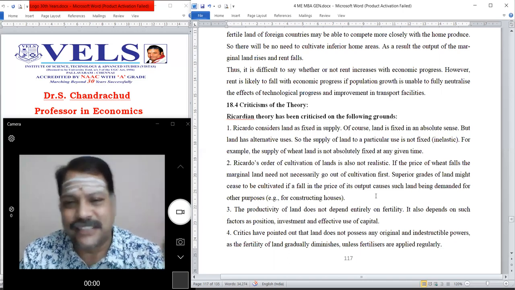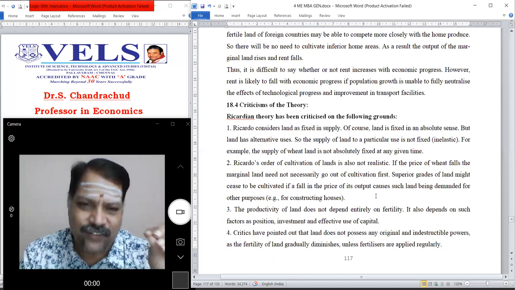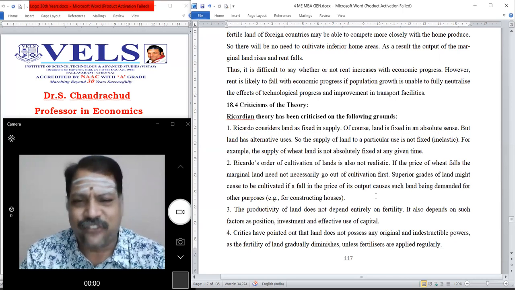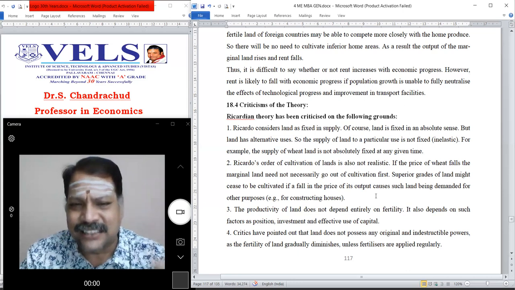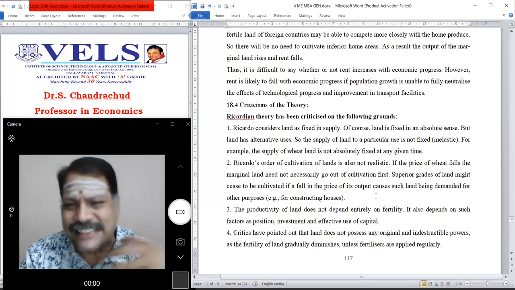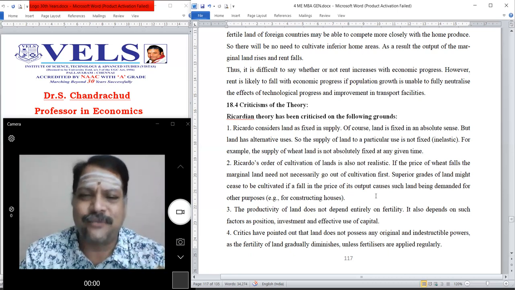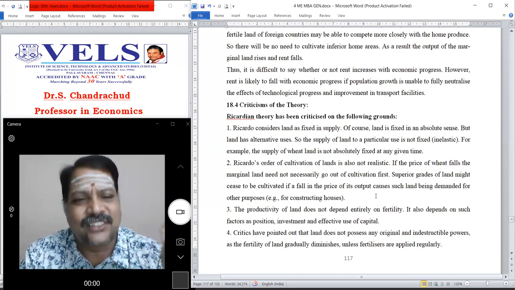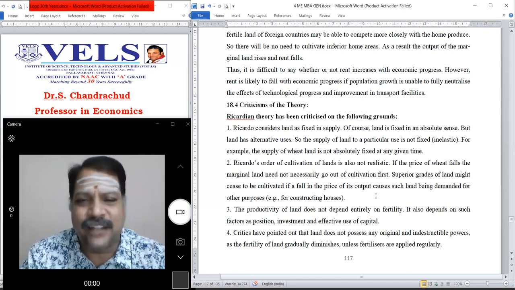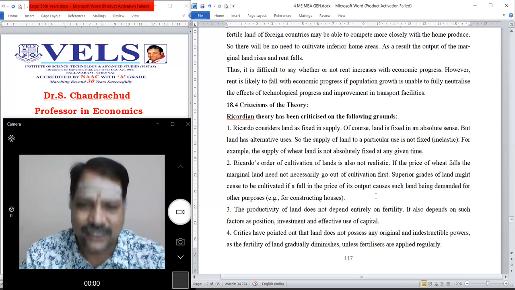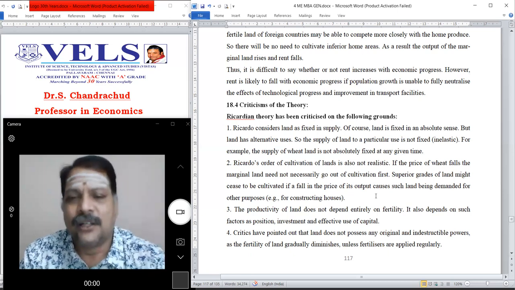Some people have criticized in the other way. Ricardo's order of cultivation of land is not realistic. If the price of wheat falls, the marginal land need not necessarily go out of cultivation first. The superior grade of land might cease to be cultivated if the fall in price and its output causes such land to be demanded for other purposes. We may construct real estate, that is, we can construct houses.